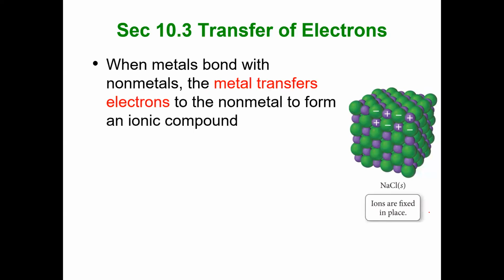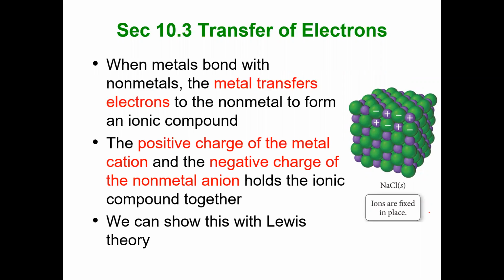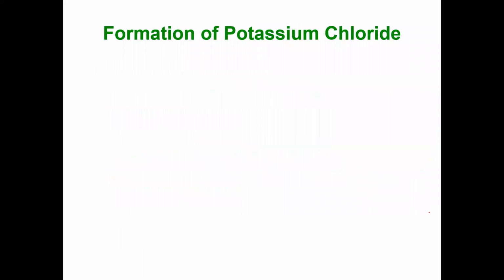And ionic compounds essentially look like this. They're not really molecules, they're repeating lattice structures. But again, the formula shows our mole ratios. So the positive charge of the metal and the negative charge of the nonmetal is what holds this compound together. We can show this easily in the formula ratio using our concept of Lewis theory and Lewis dot symbols.